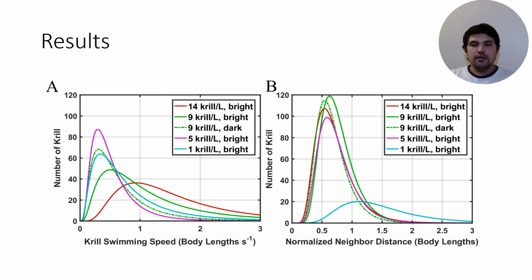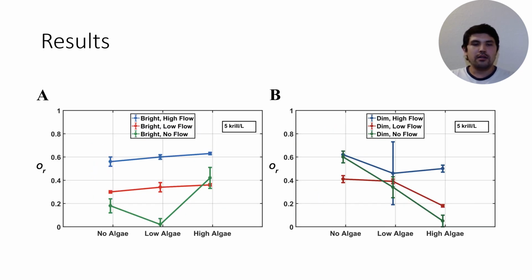We have different results, for example, log normal distributions plotted on top of histograms of speed and nearest neighbor distances. And we have other OR values for algae levels.